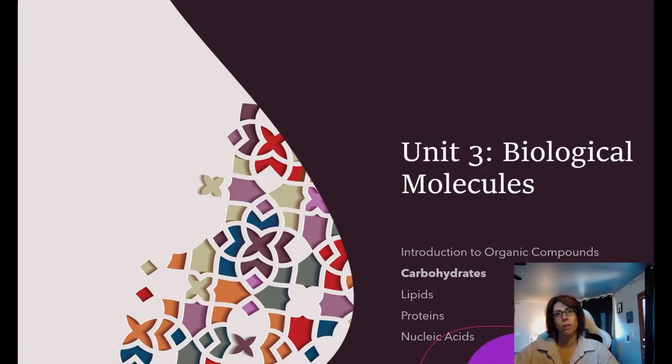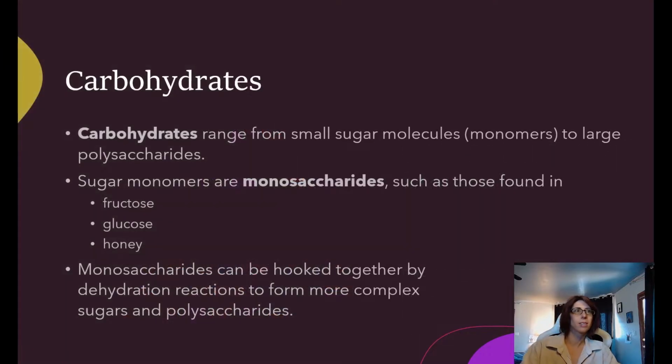Continuing with our Unit 3 videos, we're going to move on now to carbohydrates. Carbohydrates range from small sugar molecules, which are the monomers, to large polysaccharides. So anything that's built out of sugar, whether it's a single sugar or many sugars strung together, all count as carbs. Carbs are all sugar-based.